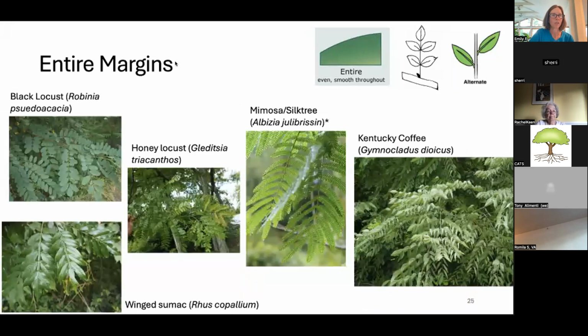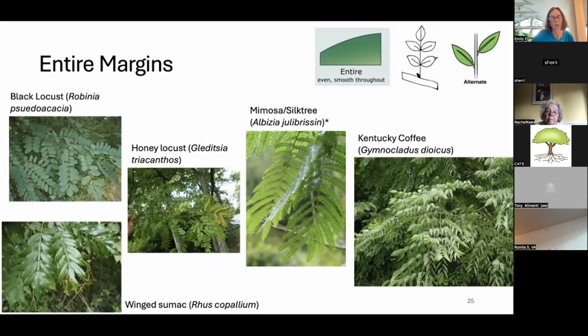So these are entire margins, but these are compound leaves and they're alternate. So the first one we have over here is the black locust, and this is a compound leaf, and every single leaflet has a smooth edge. The next one is going to be honey locust. These can be pinnately compound or bipinnately compound, which is very sneaky. I should have zoomed in a little bit more on this leaf. I'm sorry about that. The mimosa, we talked about earlier as being bipinnately compound.